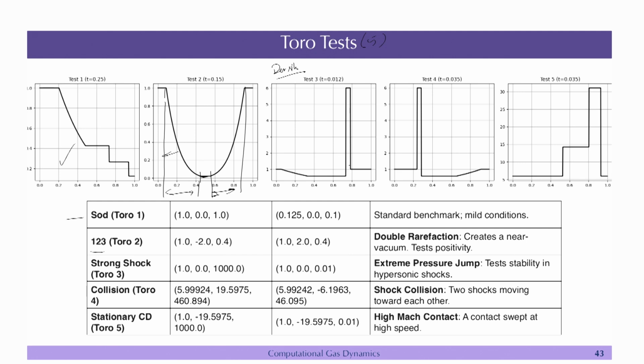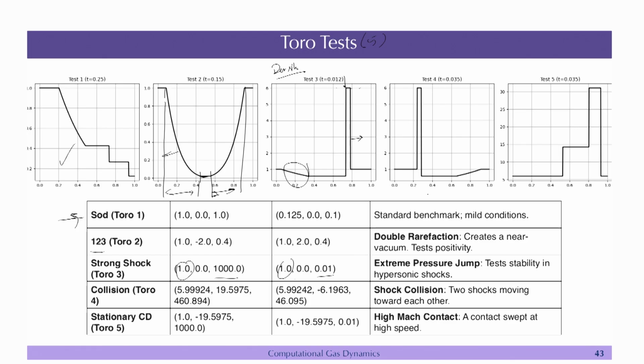And then you have test 3, which is the extreme pressure jump, and you can see that because of this very high pressure jump, the density which was only 1 in the beginning can go as high as 6 here. And you will have an expansion fan here, a shock here, and a contact discontinuity here. So this is an extreme case of the shock tube problem, except that the density is the same on both sides, on extreme left and extreme right.